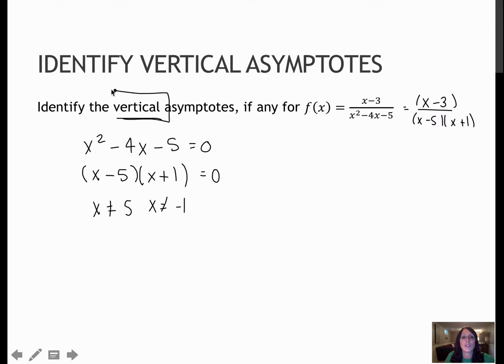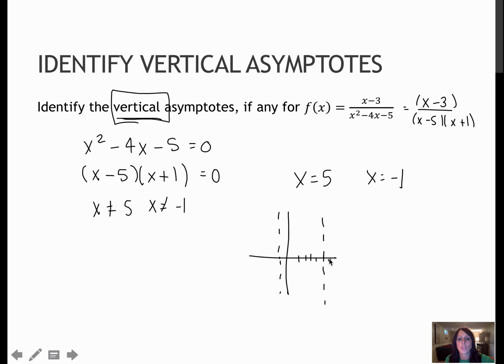So where are my vertical asymptotes? Those are going to be the equations of the lines x equals 5 and x equals negative 1, which means if I were actually going to graph this, I would go to where x is 5, and there's going to be a dotted line there, and where x is negative 1, there would be a dotted line there. That's where my graph would approach infinity, either from the left or from the right. We have no idea. We'd have to actually do a little bit more work to get to that point, but we know at each of these lines, each of these asymptotes, our function will either go towards infinity or negative infinity.